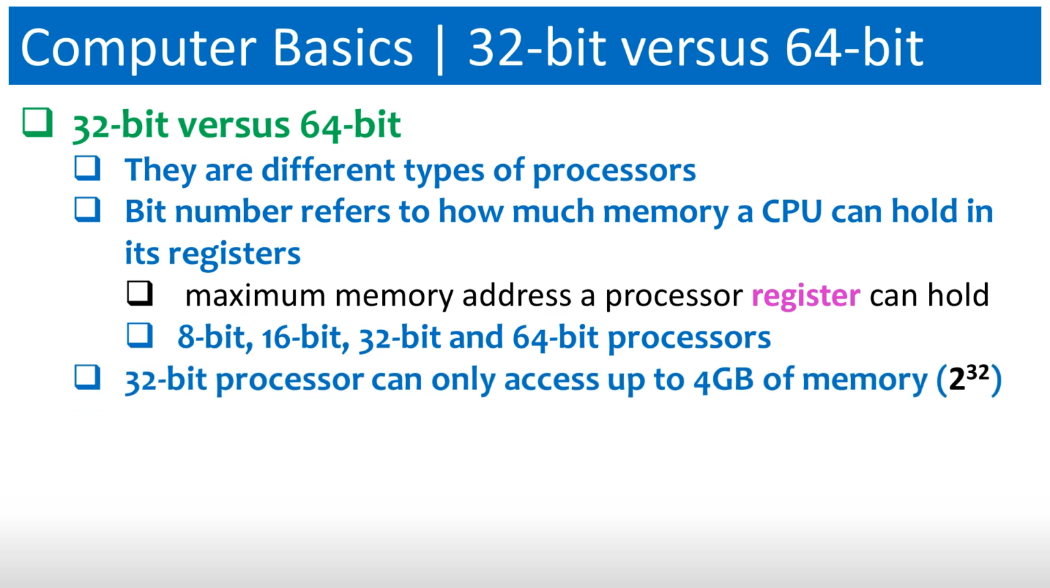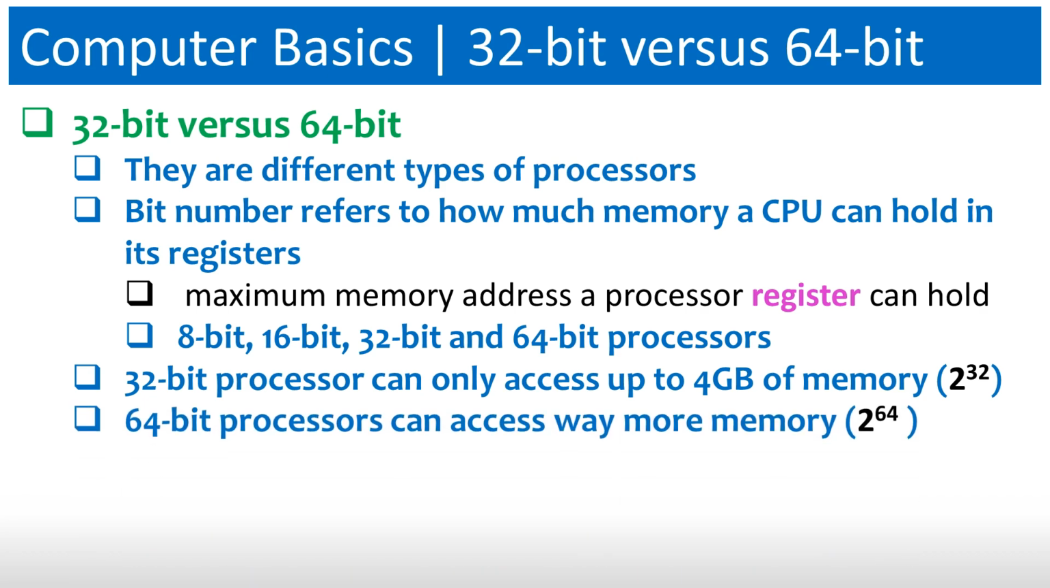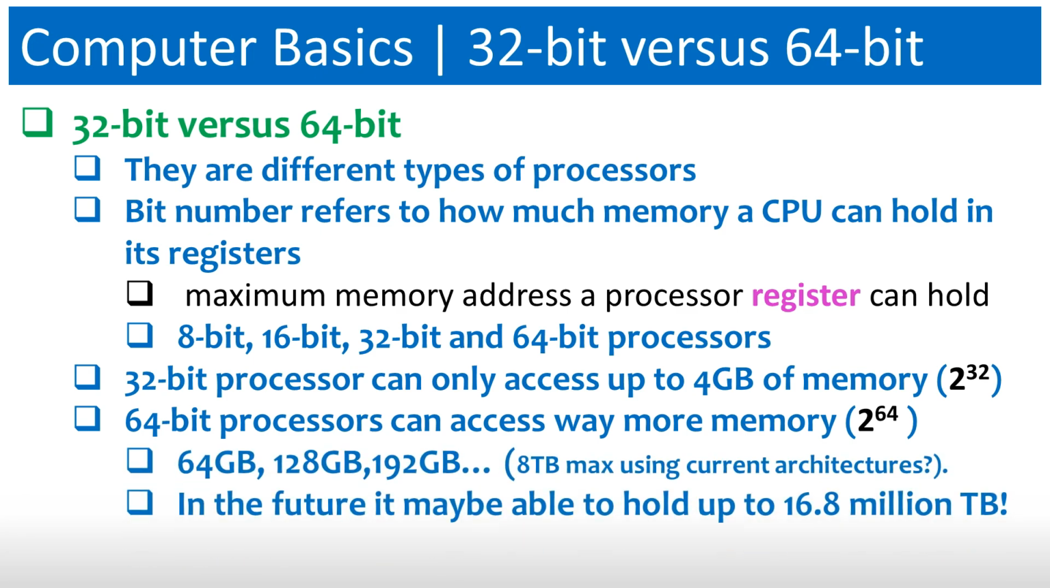Now 32-bit processors can only access up to 4 GB of memory because it's only 4 bytes, 2 to the power 32, a maximum of 4 GB of memory. Whereas a 64-bit processor can access way more than that, 2 to the power 64. Nowadays there are a lot of systems that have 64 gigs, 128 gigs, 192 gigs, maybe more.